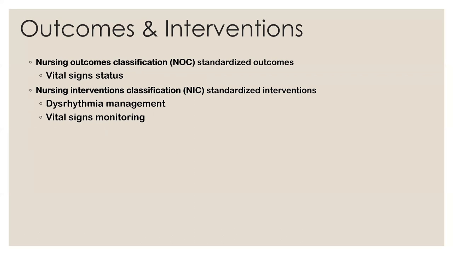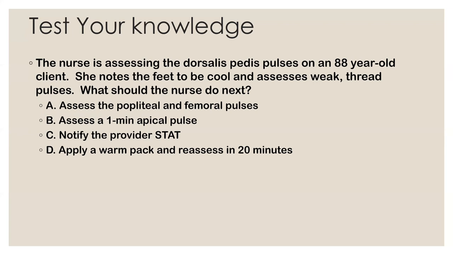Let's test your knowledge. The nurse is assessing the dorsalis pedis pulses on an 88-year-old client. She notices that the feet are cool and assesses weak, thready pulses. What should the nurse do next? A, assess the popliteal and femoral pulses. B, assess a 1-minute apical pulse. C, notify the provider stat. Or D, apply a warm pack and reassess in 20 minutes.